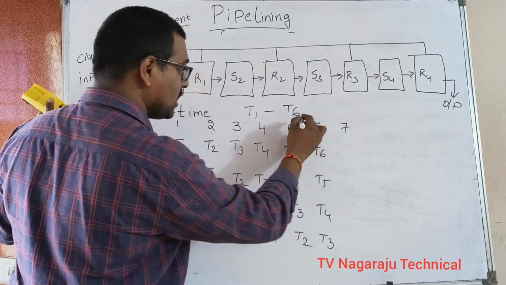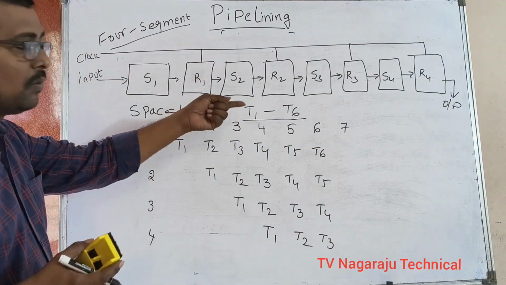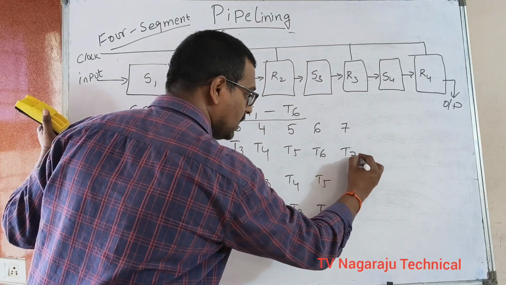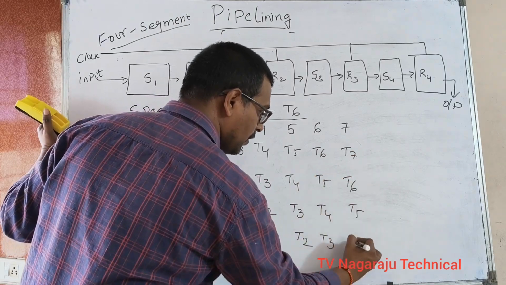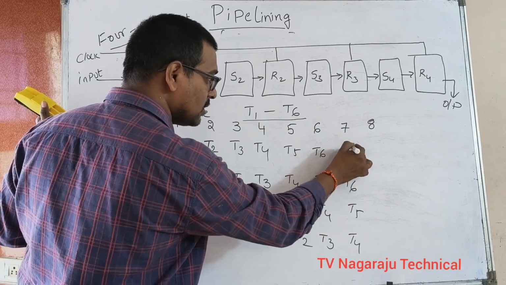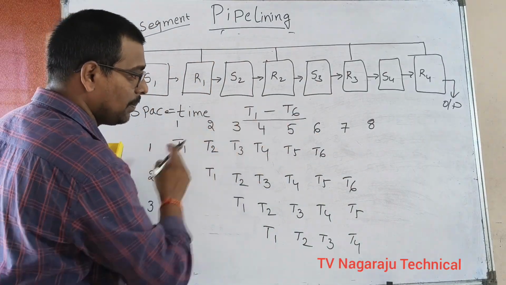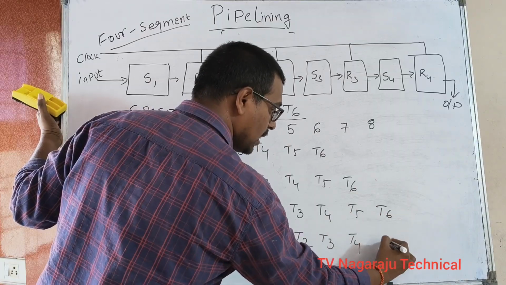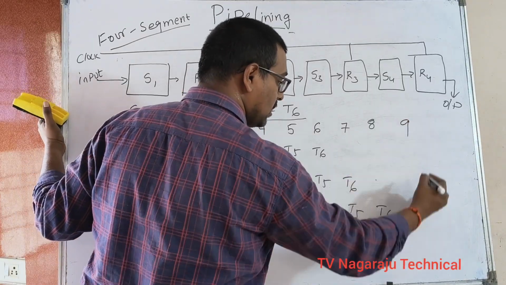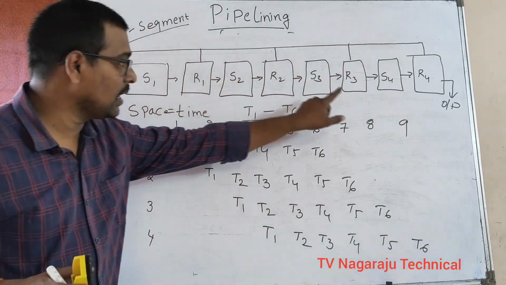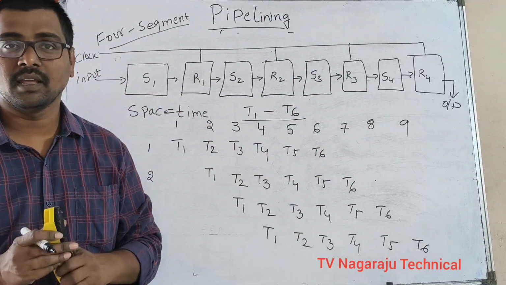Assume I have the tasks from T1 to T6. You can take any number of tasks. That is not a question. Suppose T7, T6, T5, T4. In the 8th clock cycle, sorry, here T7 is not there. So this is empty. I am taking up to T6, this is empty. Here what happened? T6 and T5. Here in the 9th clock cycle, what happened? T6. Now the total 9 clock cycles are taken.